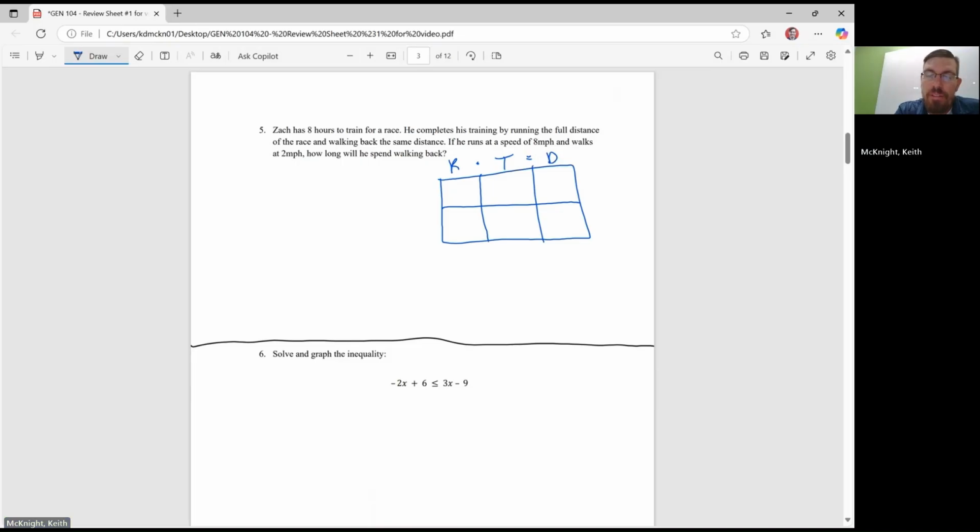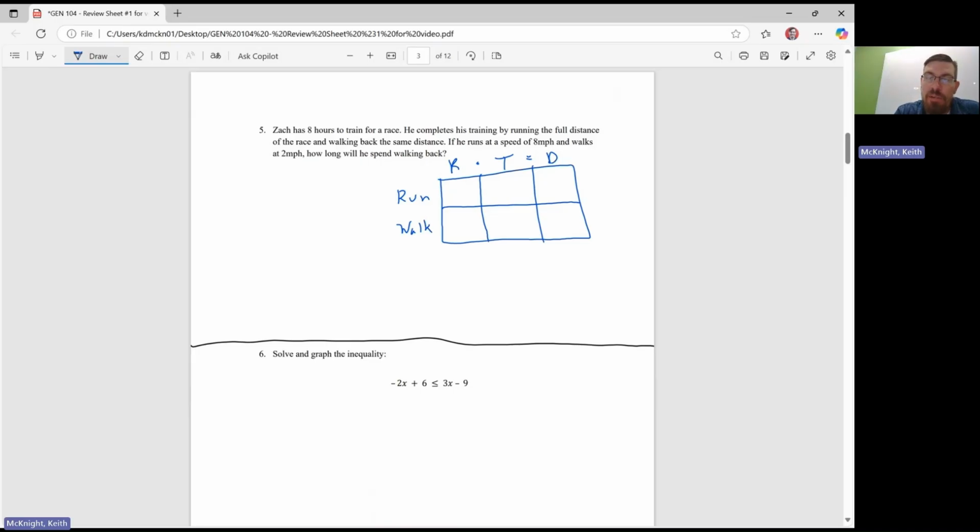Our 2 rows are going to represent the 2 trips that we're doing. In our case, we are training for a race, and we're going to train by running and walking the same distance. So one of our rows will be a run row, and one will be a walk row. If that's the case, we're now going to try to set up our table and put any information we know into this table. It tells us that we're going to complete this training by running the full distance and walking back the same distance. So it's very important that we are talking about the same distance for each trip, because that's going to help us actually solve at the end.